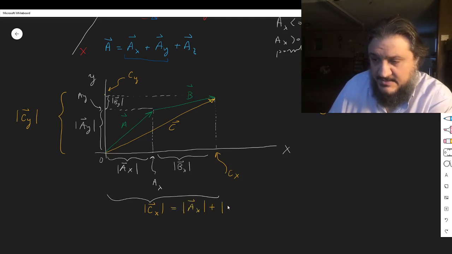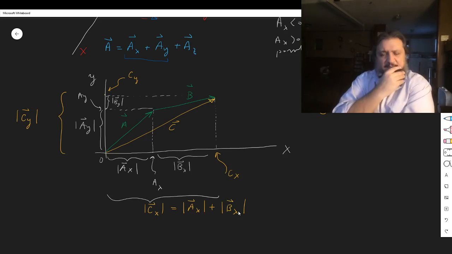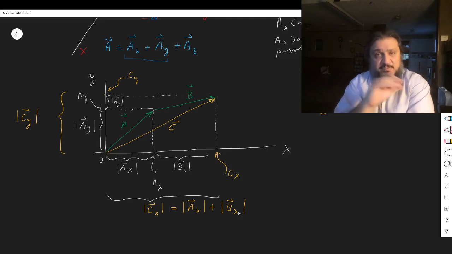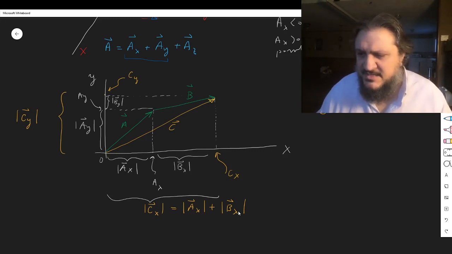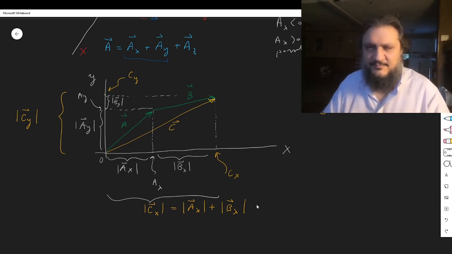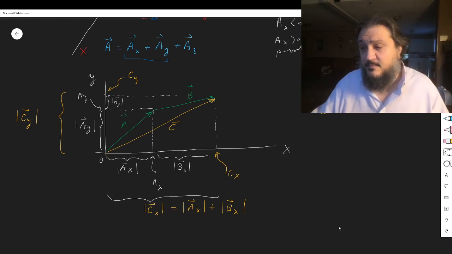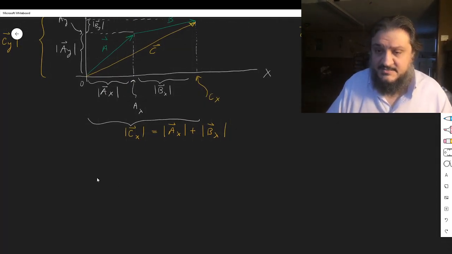Now obviously cx is equal to ax plus bx, okay? Now that gives actually a good method of adding vectors and finding the components of the resulting vector, but it kind of looks restrictive, like I picked vectors which are both in the first quadrant, okay? Does it work for vectors pointing in different directions?